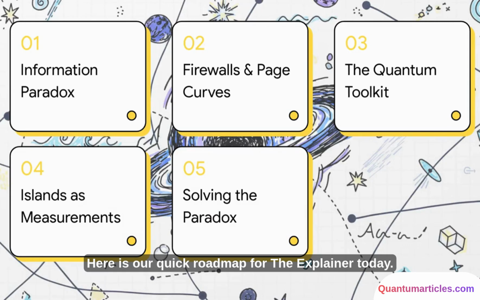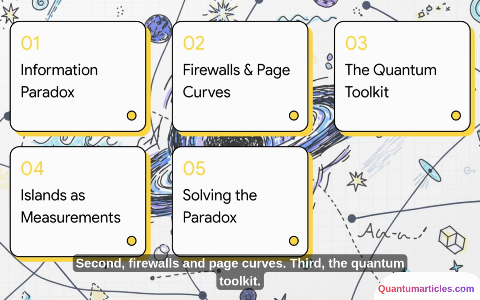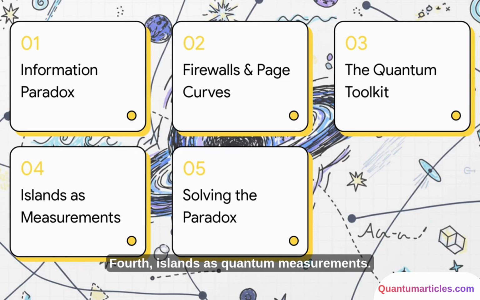Here is our quick roadmap for the explainer today. First, the cosmic information paradox. Second, firewalls and page curves. Third, the quantum toolkit. Fourth, islands as quantum measurements. And finally, number 5, solving the paradox.